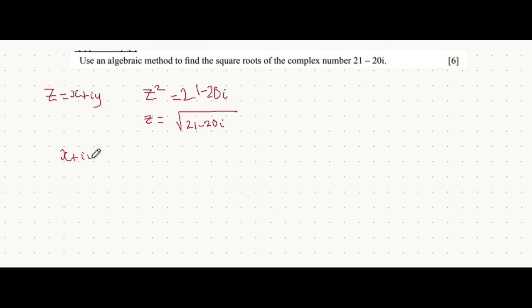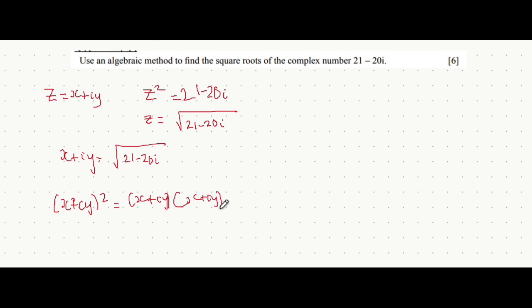So you can say x plus iy is equal to the square root of what we just introduced, 21 minus 20i, and you can square both sides. And that will get rid of the square root on the right hand side and give you a function that you can deal with. When you square the left hand side, well, squaring a bracket just means multiplying it by itself. So this becomes x plus iy multiplied by x plus iy.